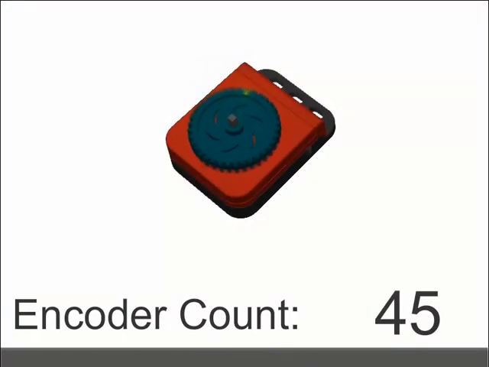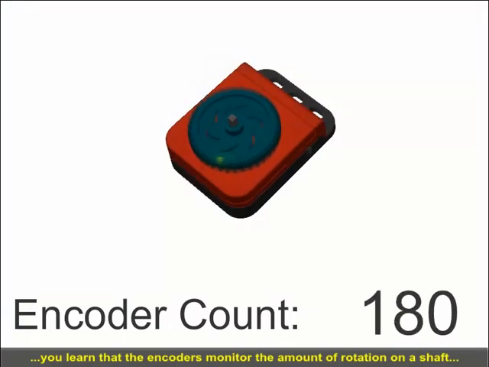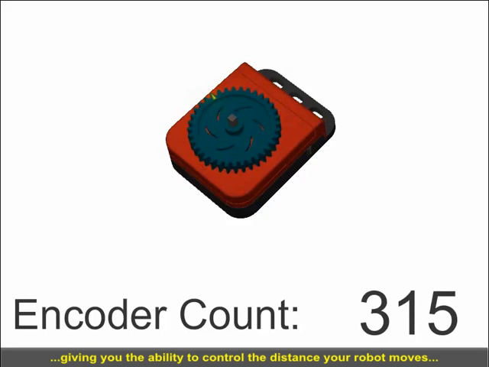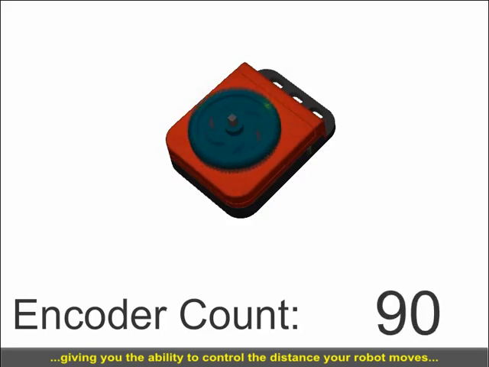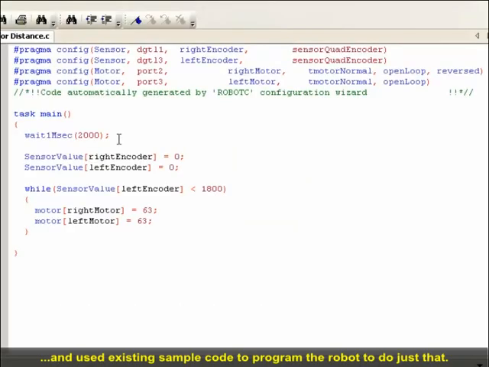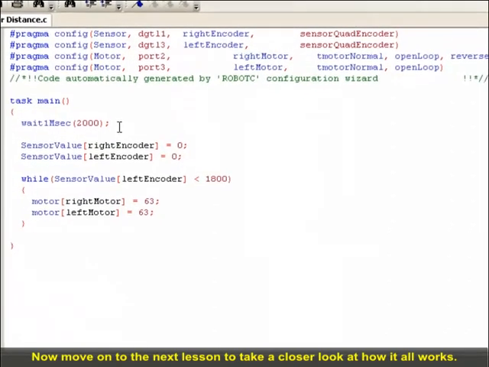In this lesson, you learned that the encoders monitor the amount of rotation on a shaft, giving you the ability to control the distance your robot moves, and used existing sample code to program the robot to do just that. Great! Now move on to the next lesson to take a closer look at how it all works.